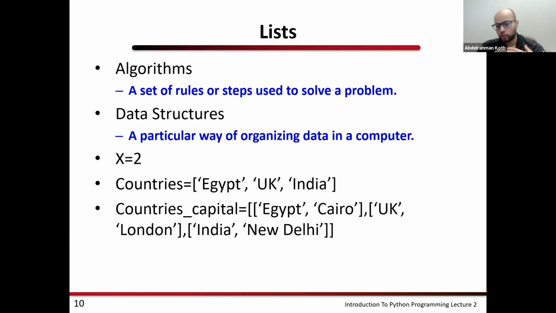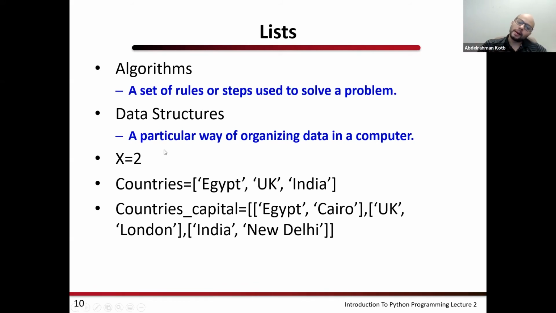And then data structures are pretty much a particular way of organizing data in a computer. For example, a data structure is a list. A list is, as the word implies, a set of numbers, strings, or a combination of both, just put together in a list. There are also dictionaries and tuples. However, these two I'm going to talk about next week.